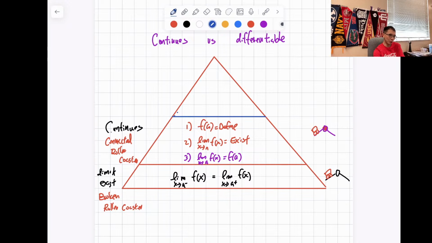The last one is differentiable. Well, what does differentiable look like? Okay, differentiable.